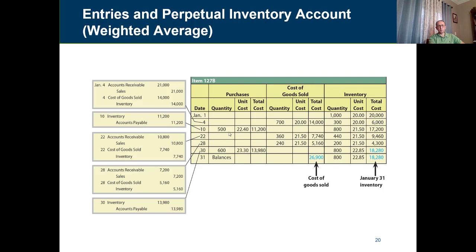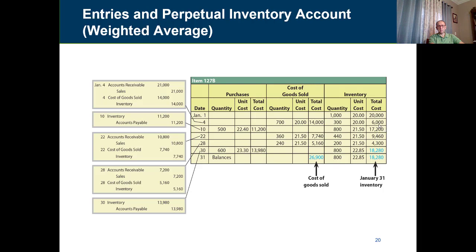Then on the 10th, we purchased 500 units at $22.40 for a total of $11,200. Now this is going to change our average. How do we calculate the new average? Remember, we had 300, and now we got another 500, so the new total is 800. That's a new quantity for our inventory. Then we have 20 and 22.40. How can we get the average? We don't just simply add the 20 and the 22.40 and divide by 2. That's not how we calculate the average. Remember, it's a weighted average.